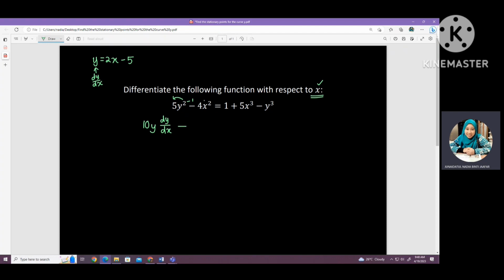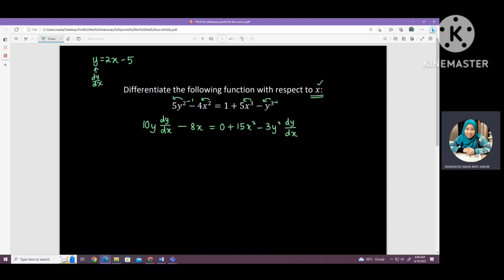And then minus 4x squared gives 8x. Then equal to, we differentiate 1 with respect to x, which gives 0, and then plus 5x cubed will get 15x squared, and then for y cubed, we differentiate with respect to x. We bring the power to the front, so 3y to the power of 2, or 3y squared, and then we must write dy/dx.